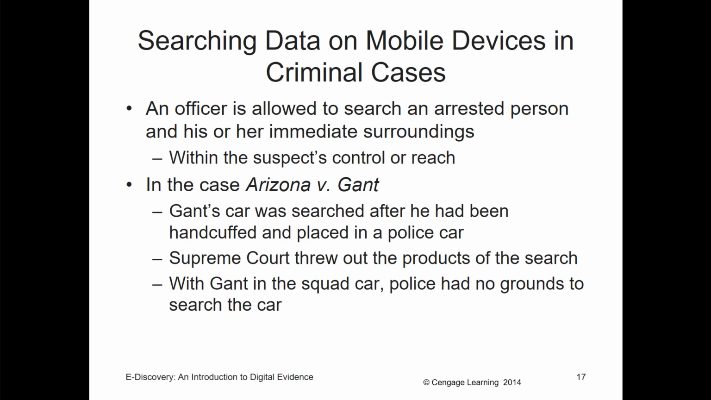An officer is allowed to search an arrested person and their immediate surroundings within the suspect's control or reach. Arizona versus Gant: Gant's car was searched after he was handcuffed and placed in a police car. The Supreme Court threw out the products of the search. With Gant in the squad car, police had no grounds to search the vehicle because it was no longer part of his immediate surroundings.